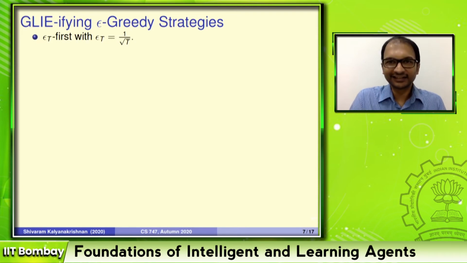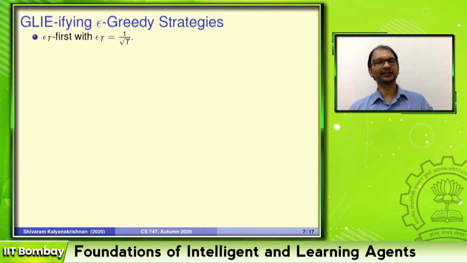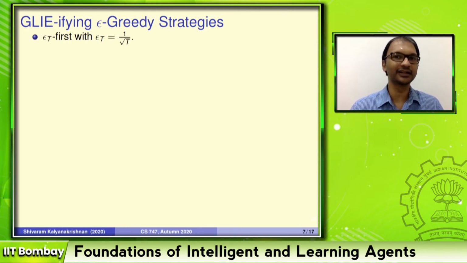Okay, good. So are we going to just leave them at that, right? Can we go back and make some small changes to these epsilon greedy algorithms to make them GLIE so that they can get sublinear regret? By all means we can. Okay, so let's look at epsilon first algorithms to start with. These are the epsilon greedy 1 and epsilon greedy 2, right, that we did.